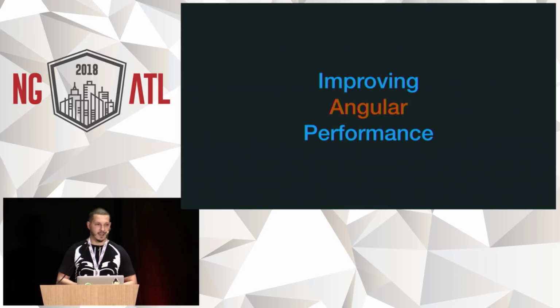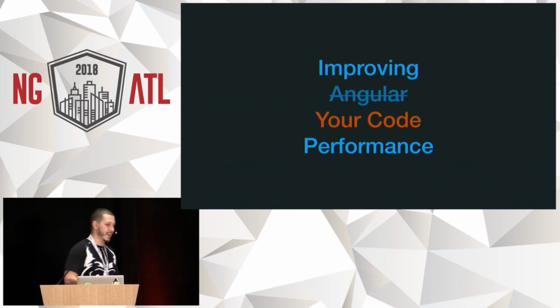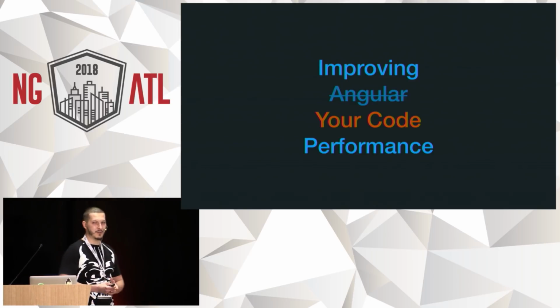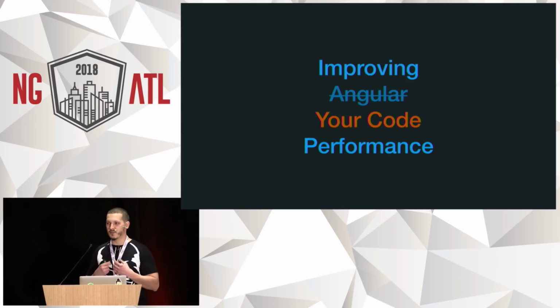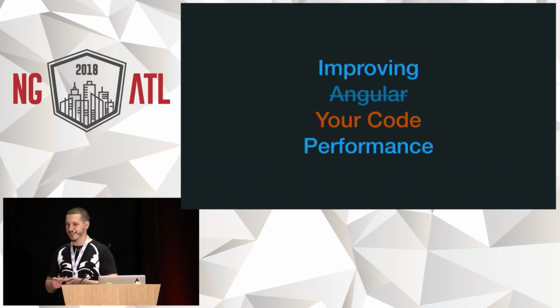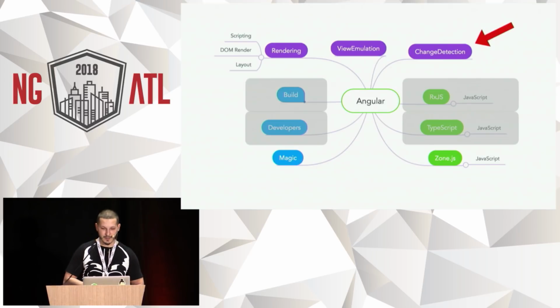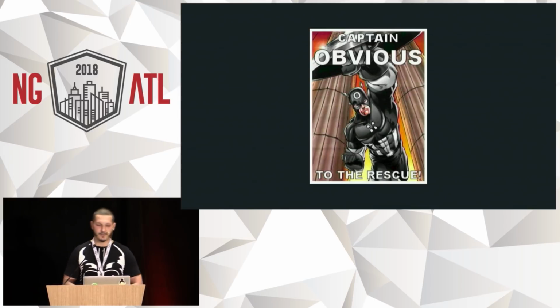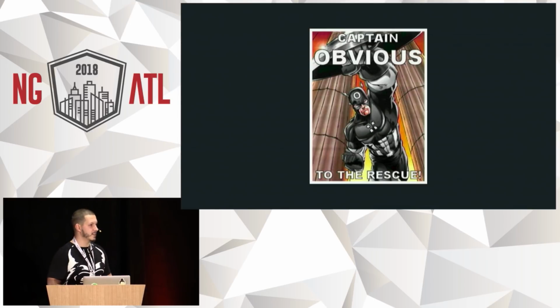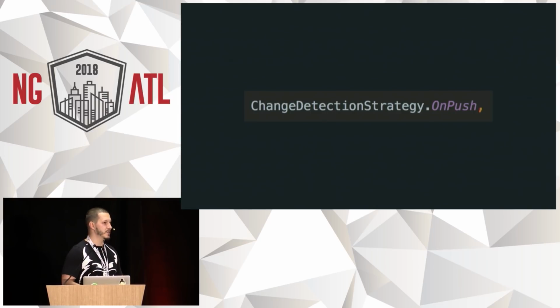And let's move further. Let's improve Angular performance. Or should I say, improving your code performance. Improving Angular performance, in my opinion, is if you have figured out some performance issue in Angular itself, made a pull request, and made Angular core faster. If not, it's your application, and you're completely responsible for its performance. So let's speak about the performance of your applications, and of course, we will speak about change detection, for sure. And the first thing that Captain Obvious says to us is, you definitely should use OnPush.